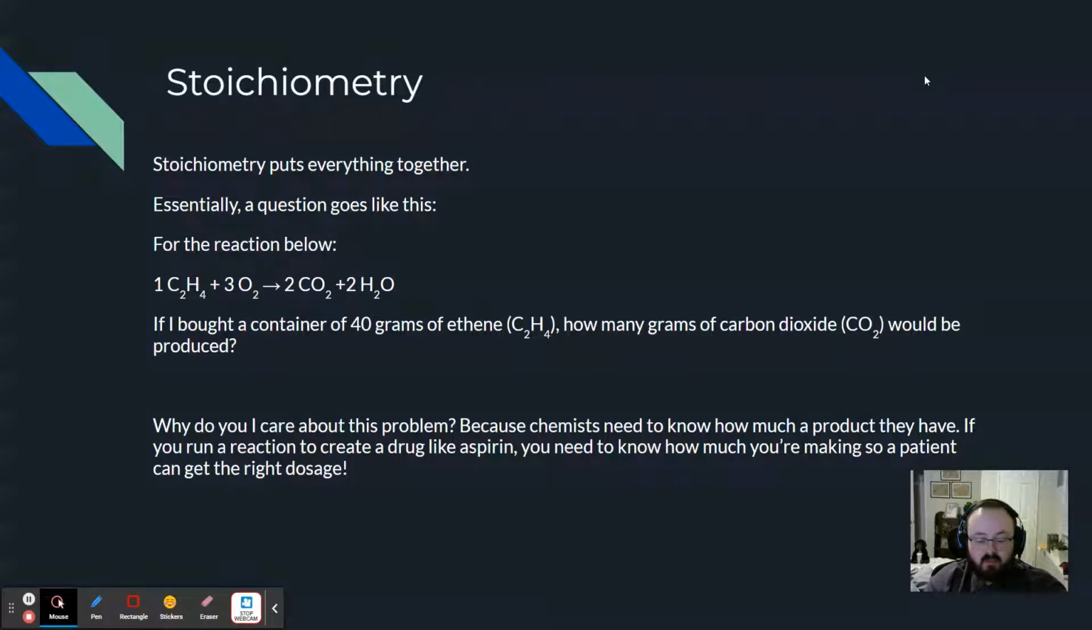We did this earlier. And I say, if I brought a container that had 40 grams of ethene, which is not that much, but let's just say I did. 40 grams of ethene, and I combusted it with an infinite amount of oxygen just in the air. How many grams of carbon dioxide would be produced?